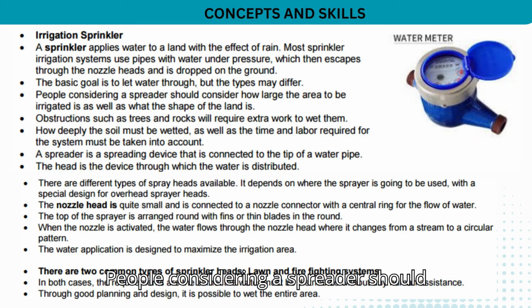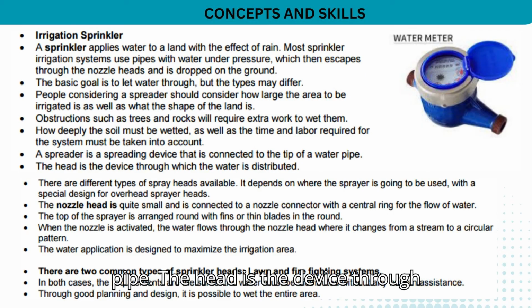People considering a sprinkler should consider how large the area to be irrigated is as well as what the shape of the land is. Obstructions such as trees and rocks will require extra work to wet them. How deeply the soil must be wetted, as well as the time and labor required for the system, must be taken into account. A sprinkler is a spreading device that is connected to the tip of a water pipe.